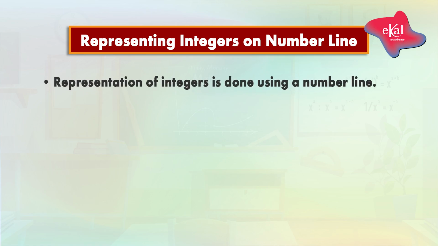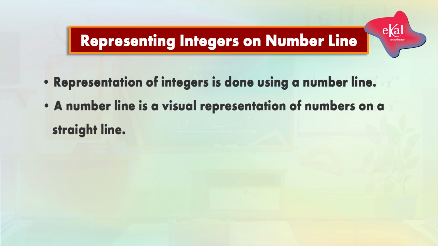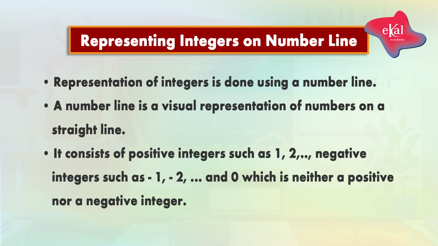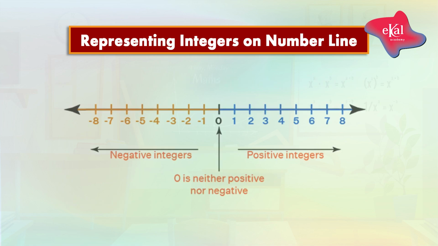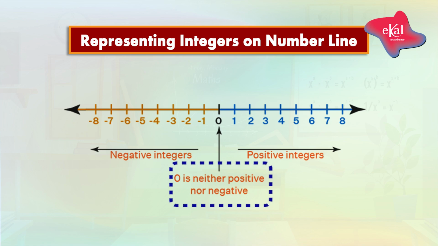Representation of integers is done using a number line, and a number line is a visual representation of numbers on a straight line. It consists of positive integers such as 1, 2, 3, etc., negative integers such as -1, -2, and 0, which is neither a positive integer nor a negative integer. Let us look into the representation of integers on a number line in the diagram shown here. So you can see in this diagram, you have 0, which is neither positive nor negative.